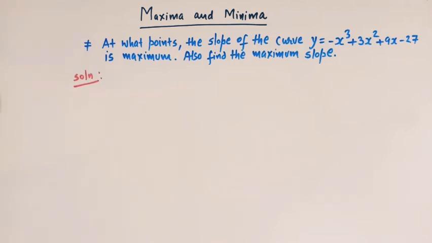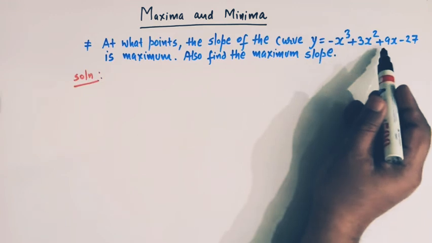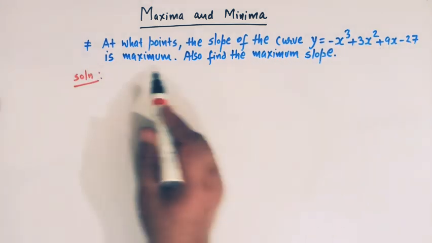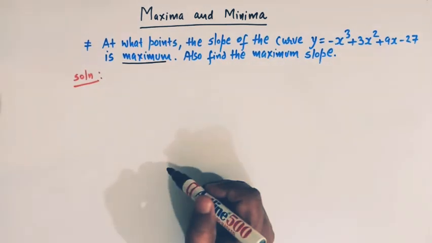Hello viewers, in today's class we are going to solve some important problems on maxima and minima. So here the first problem is: at what points is the slope of the curve y = -x cube + 3x square + 9x - 27 maximum? And also find the maximum slope.